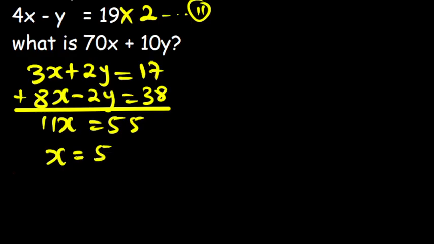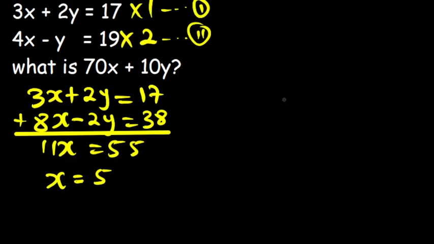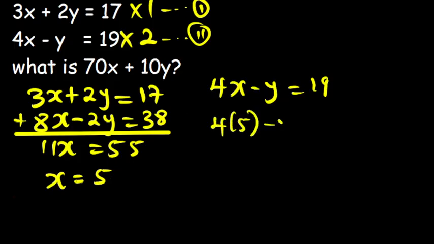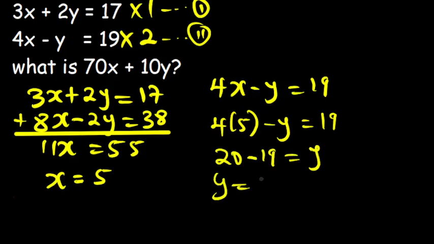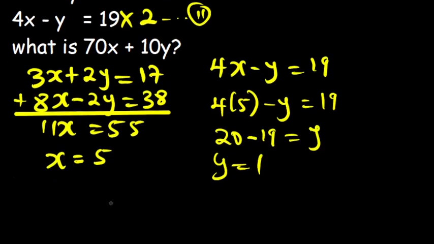Now let's plug in x is equal to 5 into equation 2. From equation 2, we know that 4x minus y is equal to 19. So x is equal to 5, we have 20 minus y is equal to 19. So 20 minus 19 is equal to y. So y is equal to 1. So we'll have x is equal to 5 and y is equal to 1.